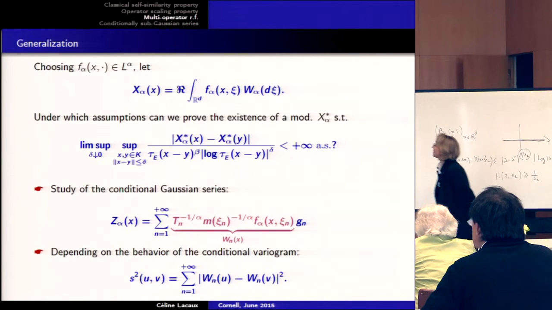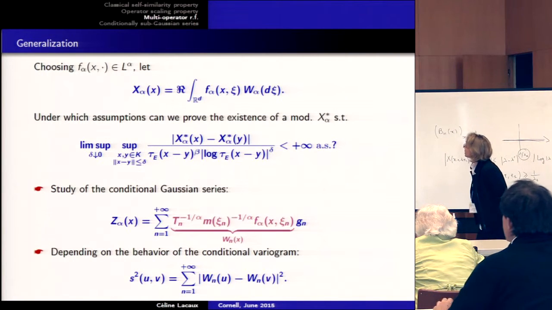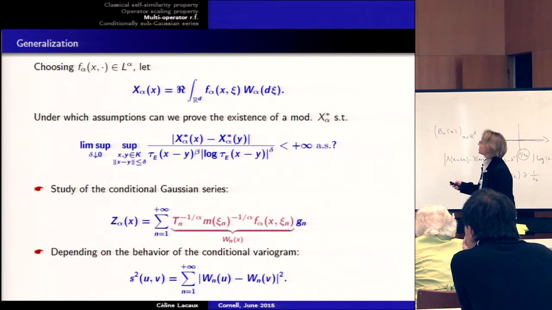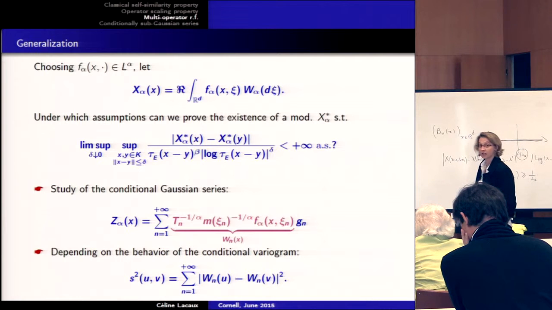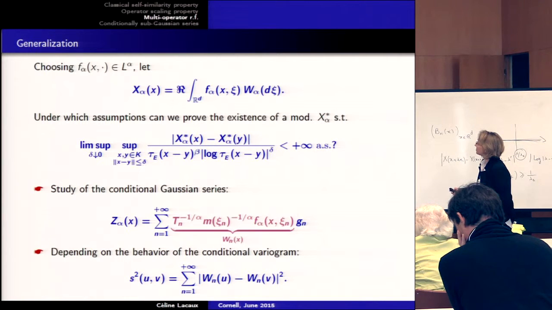So the generalization should be: let me now consider a general alpha stable random field which is written like this. So I have a kernel F alpha. Under which assumption can I prove that there is a modification, and can I give some kind of control of the modulus of continuity?